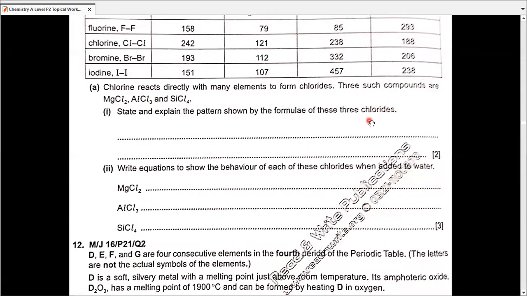Number two, write equations to show the behavior of these chlorides when added to water. This actually is taken out of the book. Yeah, I was able to do that.